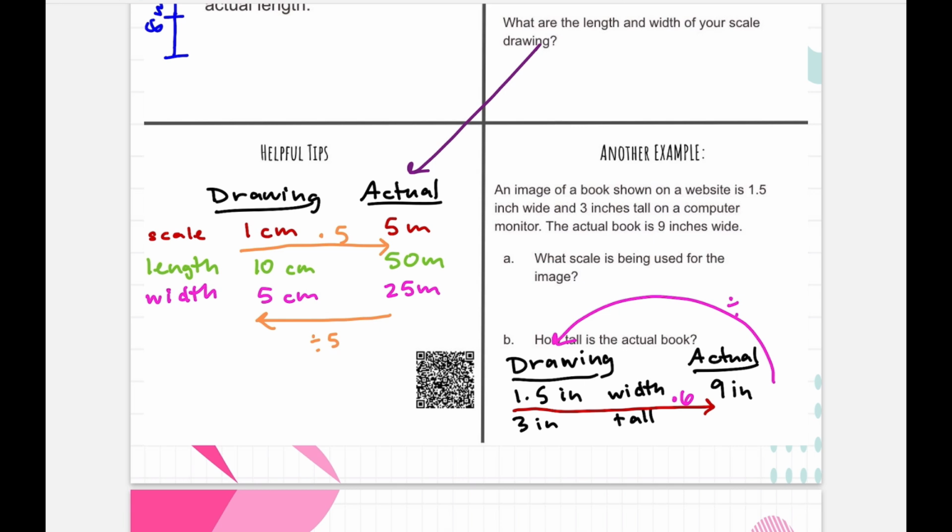And that tells me I now know how to go forwards. That 3 is also going to be multiplied by 6, and 3 times 6 is equal to 18. And again, our units don't change. So what we started off in inches is still going to be measured in inches.